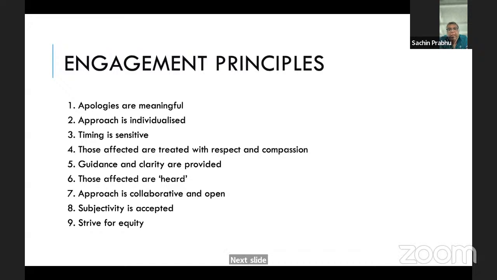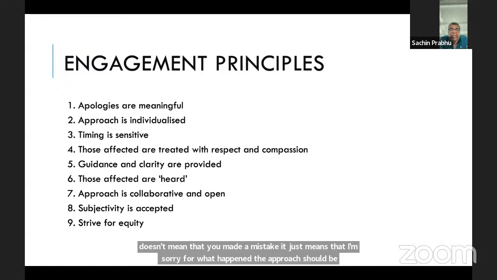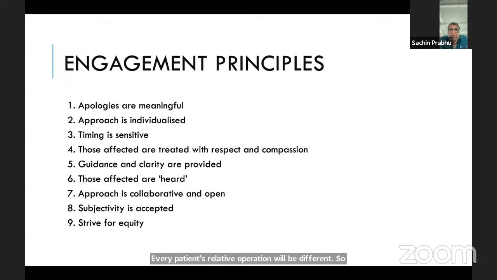So when you're engaging the family, I've made a list of 9 things you do. Apologize. Apologies are meaningful, and they should come from the heart. There's nothing wrong in saying, I'm really sorry, this shouldn't have happened. It doesn't mean that you made a mistake; it just means that I'm sorry for what happened. The approach should be individualized. Every patient or relative will be different. Timing is sensitive. When do you do it? You don't go and apologize in the anesthetic recovery, because they won't be awake then, or they may be very upset in the first week. Go later on. Those affected are treated with respect and compassion.